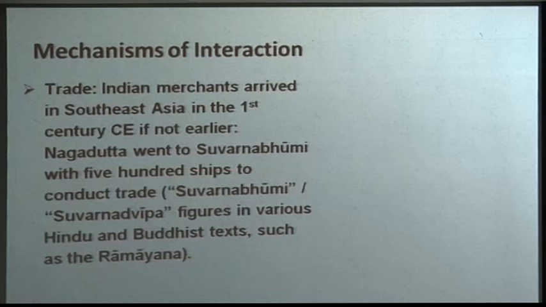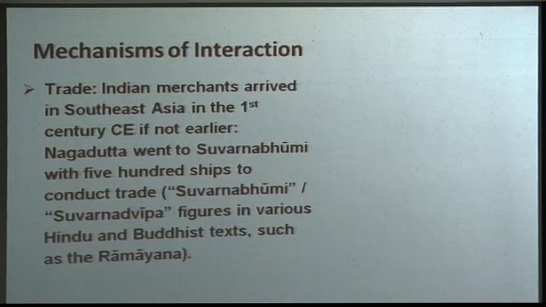So let me first of all stop for a minute and discuss those mechanisms of interaction, which are valid for all the regions we're going to see today. How exactly did India interact with those other regions, other civilizations, other cultures? The main mechanism, of course, was trade, because it's very well known that India was a major trading partner with all of these regions.